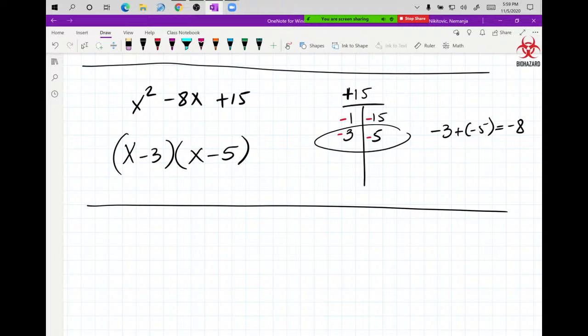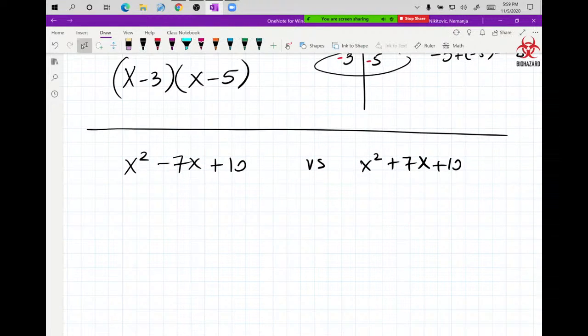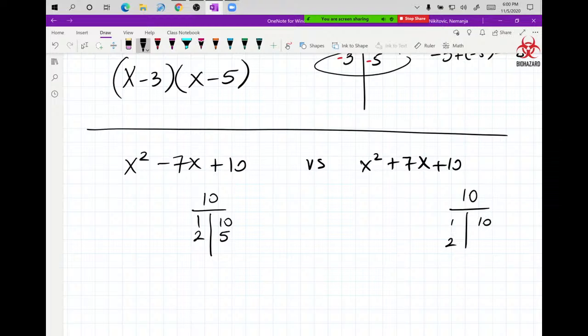So I just want to present another example. This is a great one. x squared minus 7x plus 10 versus x squared plus 7x plus 10. Both of these will have the same chart because they're both factors of 10. So 1 and 10, 2 and 5, and literally nothing else divides 10. Over here I also have 10. It's 1 and 10, and 2 and 5.